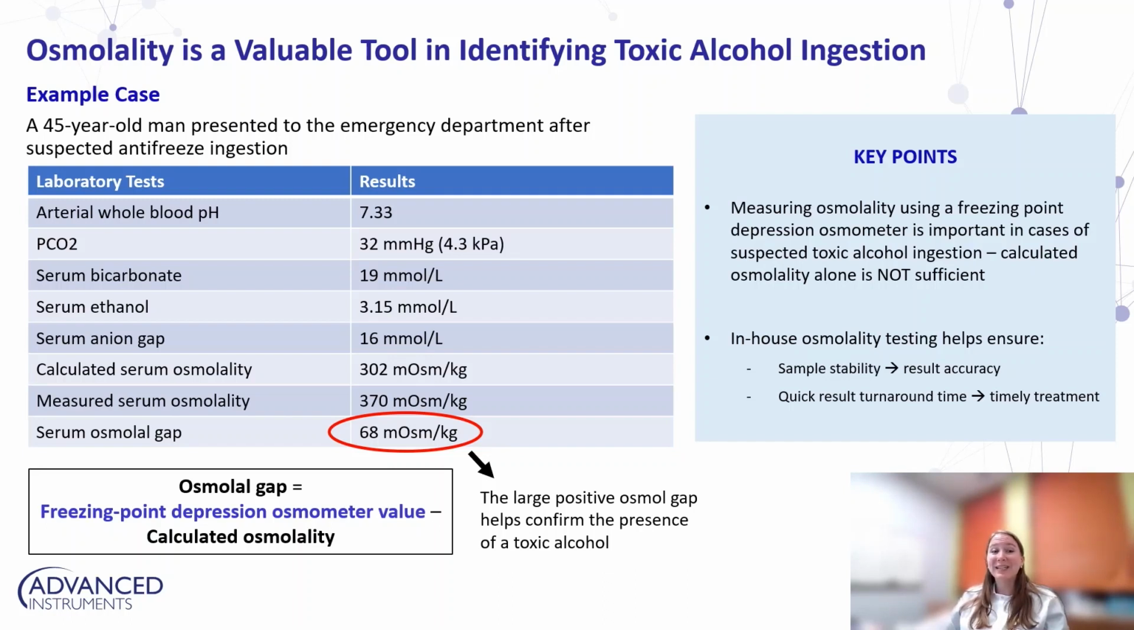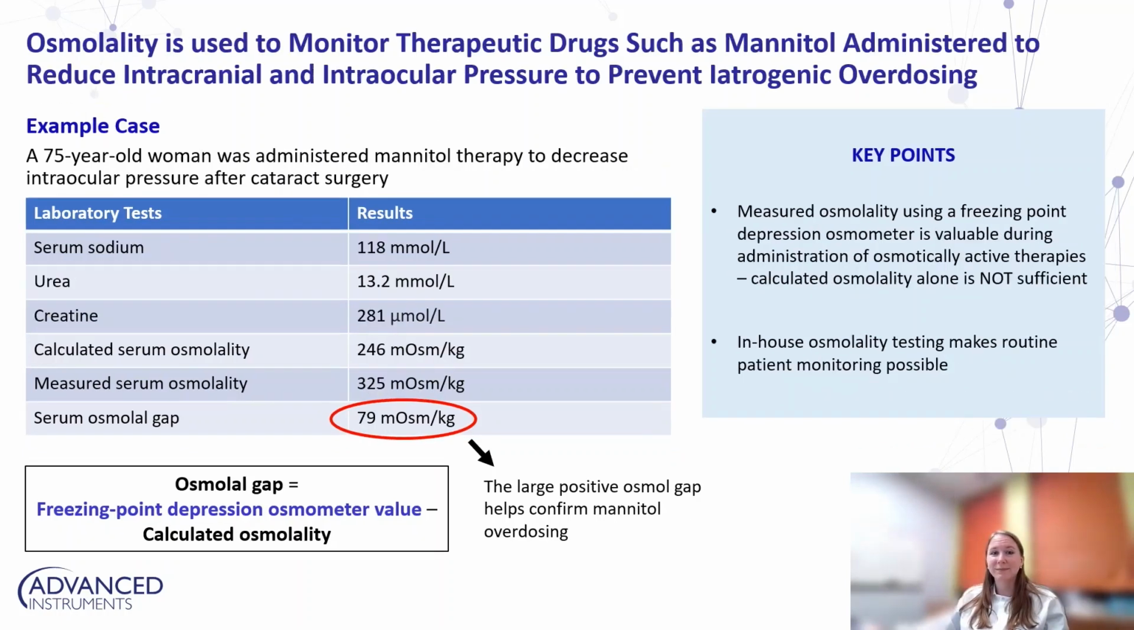This is a key case where calculated osmolality is just not sufficient. Measured osmolality is necessary to determine the osmolal gap. Additionally, this is a case where freezing point depression is a must because alcohols interfere with other osmometry methods. Like hyponatremia in the case we just looked at, toxic alcohol ingestion can be life-threatening, again making the case for in-house osmolality testing to ensure result accuracy and timely treatment.